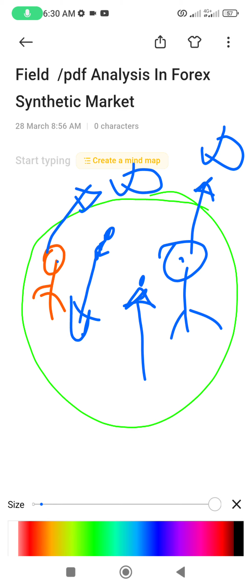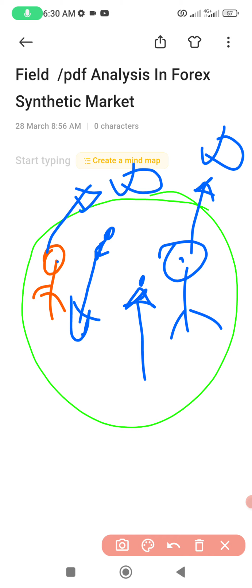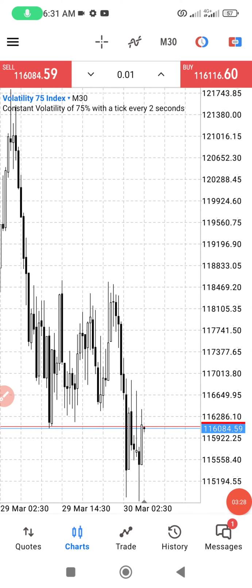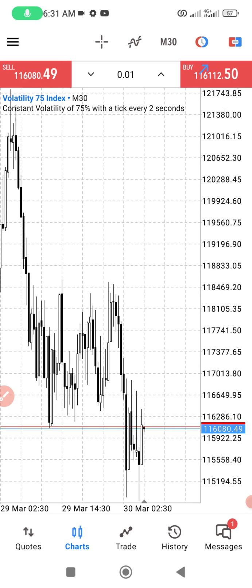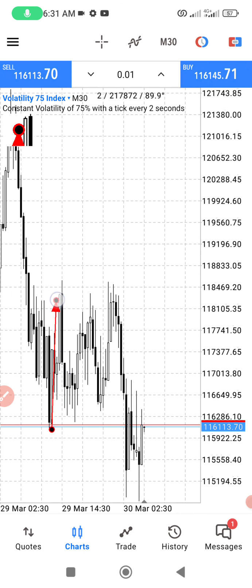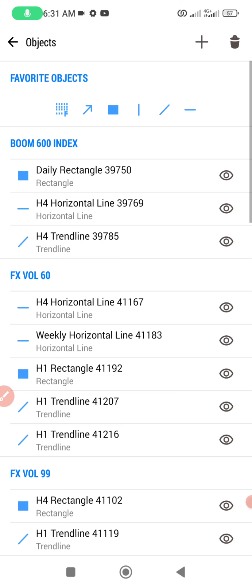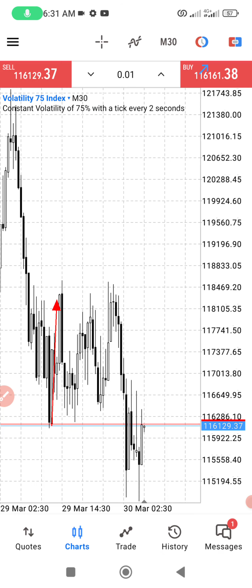I'm going deep into the practical part so that this video is not going to take more than 5 minutes. Look at this chart in the 30 minutes time frame and let us run the field analysis. We shall be using the arrow objects for the field analysis. In advanced studies, you'll be using fractals to study field analysis.